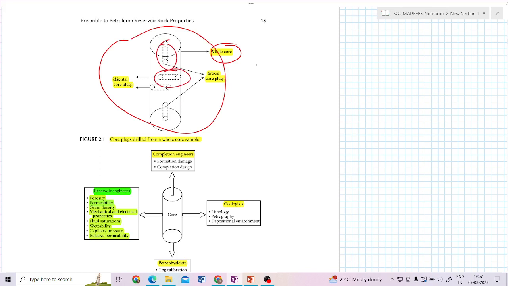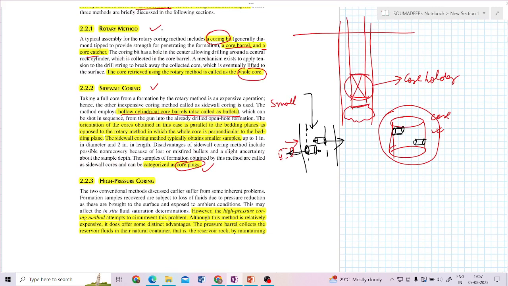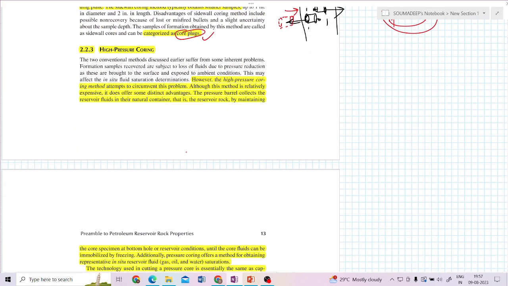One thing we have to keep in mind is that in sidewall coring we get core plugs, but in the rotary method, we get whole core. All right. Now coming to the unconventional method, and it's very important.